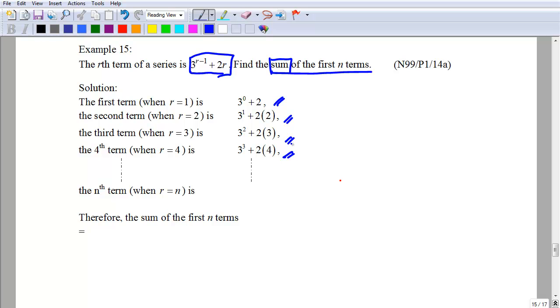We are asked to find the sum of the first n terms. Maybe we should just suppose that we keep substituting in different values of r until r equals n for the n terms. So how does the nth term look like? That's when r equals n, so that should be 3 power n minus 1 plus 2 multiplied by n, right? So that will be the last term that we add.